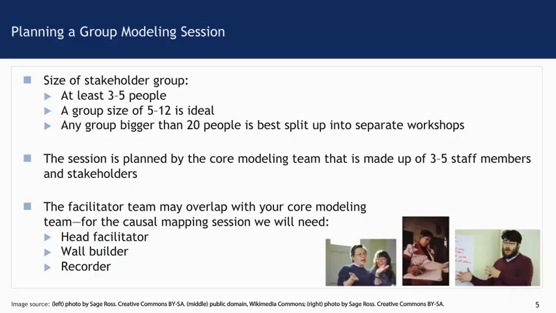The group modeling session is planned by the core modeling team that is made up of 3 to 5 staff members with modeling expertise. And it's important that the core modeling team should also include stakeholders to help you in your planning. And what is very important, to really share responsibility of the entire research process. The facilitator team for the causal mapping session can overlap with your core modeling team, but it could also be a different group of people. For our variable elicitation and causal mapping workshops, we will need a head facilitator, a wall builder, and a recorder. We will explain the responsibilities of each of these roles later.